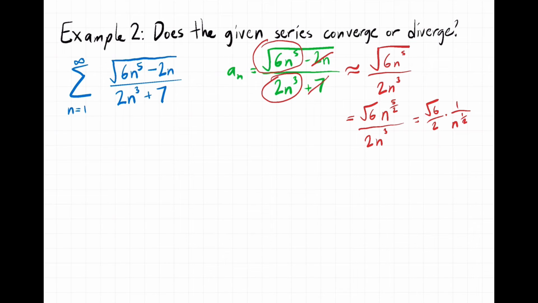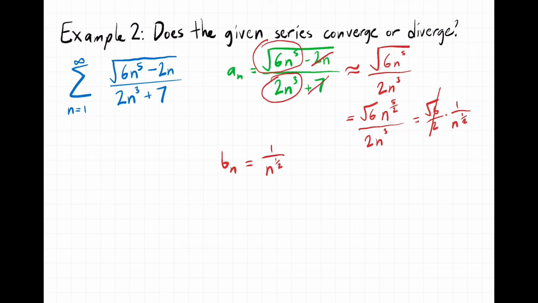So what series should we compare to? When you're doing the direct comparison test, you will sometimes need a constant multiple of a known series, a constant multiple of a p-series, a constant multiple of a geometric series. If you're doing the limit comparison test, that constant multiple will take care of itself. All it will affect is what non-zero number you get in your limit if you are choosing an appropriate function to compare to. So I'm going to just totally ignore that root 6 over 2, and I'm going to let my b_n be 1 over n to the 1/2 power.